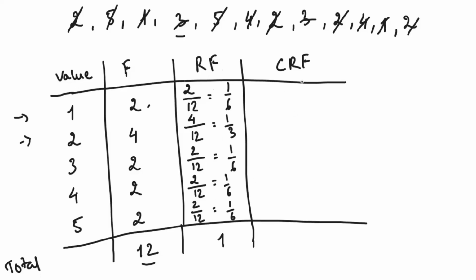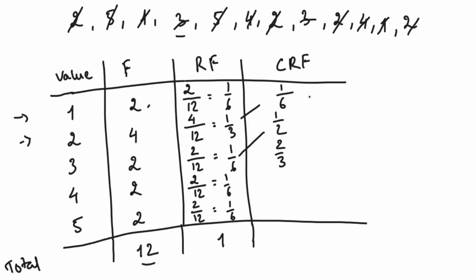So the next one, we're gonna find the cumulative relative frequency. The first one is 1 over 6, so we just rewrite 1 over 6. And the next one, if you want to find the cumulative relative frequency of the value 2, we will add 1 over 6 and 1 over 3. So it's going to be 1 over 2, right? For the next value, we just add 1 over 2 and 1 over 6, so its value is going to be 2 over 3.